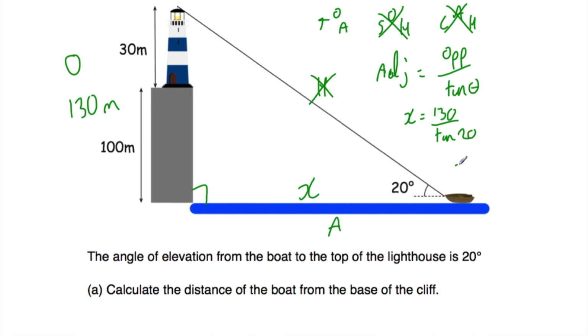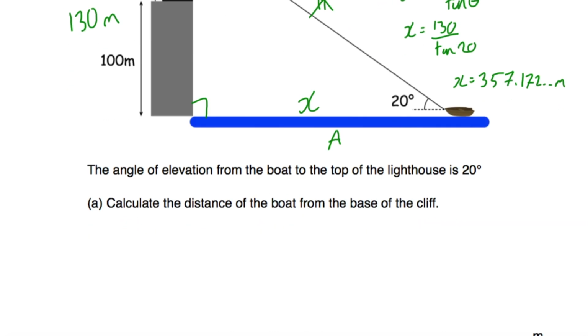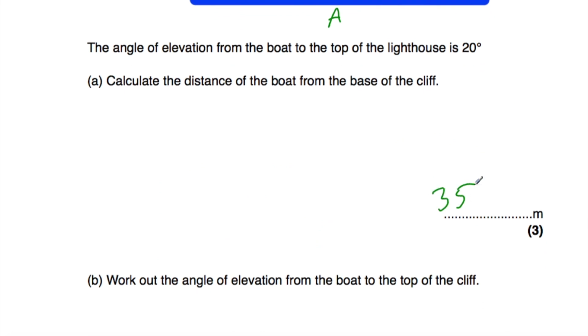So let's do that. So x is equal to 357.172 and so on meters. So that's that distance, 357.172 meters. So let's write that down. 357.172 meters to 3 decimal places.